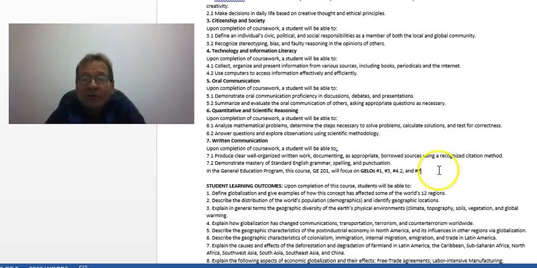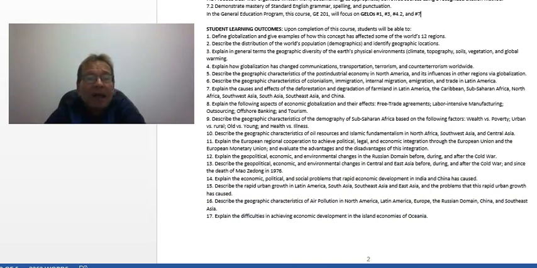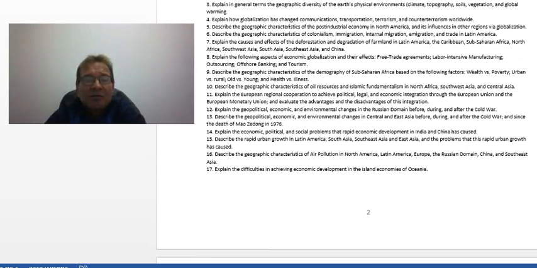Here are the student learning outcomes. There's quite a few of them. Hopefully you'll be able to get this out of the course. And if you want to explore some of these topics for your writing assignments, that will be okay as well. There's basically something for all the different regions in these different student learning outcomes.